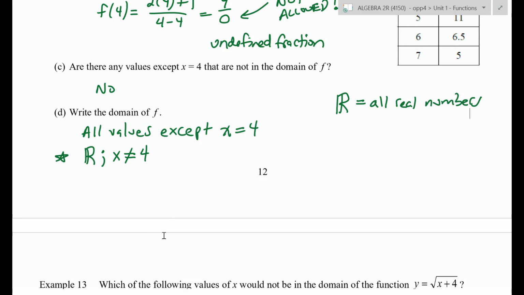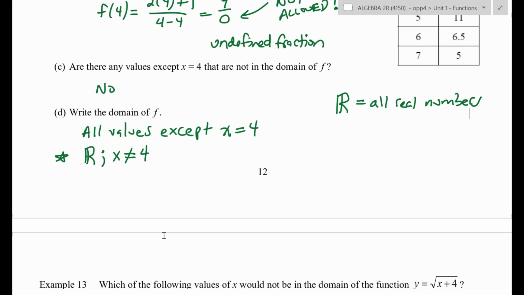Kira. I actually wrote down Kira. Kiara. Kiara. Yes.